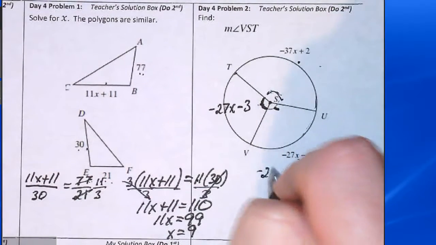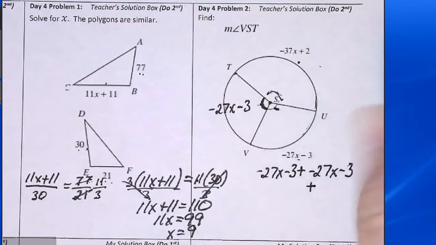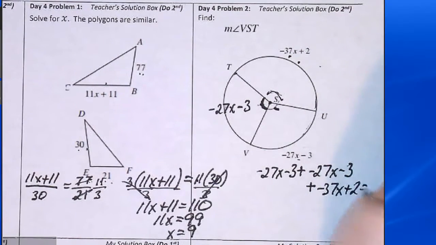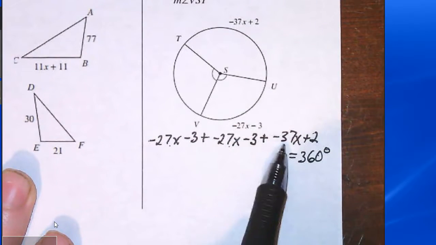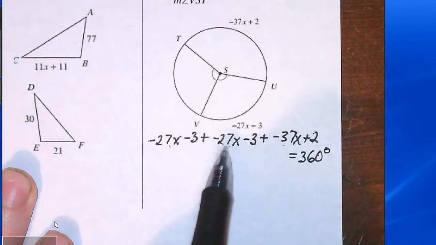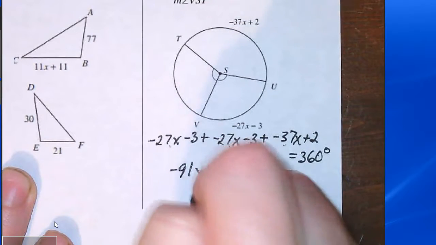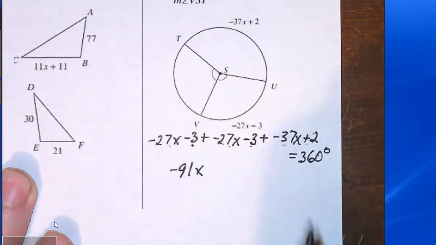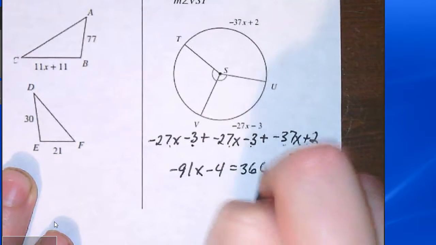So negative 27x minus 3 plus negative 27x minus 3 plus the negative 37x plus 2 all adds up to 360 degrees. Let's combine all the x terms together. So negative 27, negative 27, and negative 37 is negative 91x. Now the constant terms, negative 3, negative 3, and positive 2 combine to negative 4. And that is equal to 360 degrees.